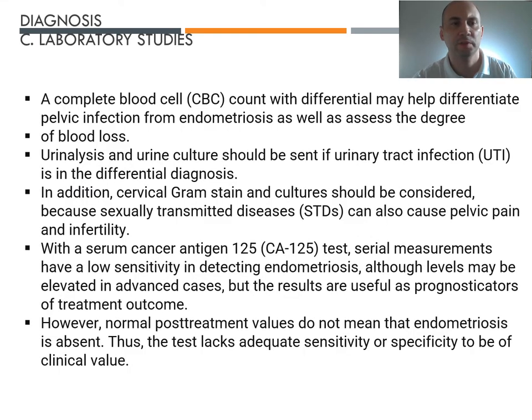Laboratory studies. The complete blood cell count with differential may help to differentiate pelvic infection from endometriosis, as well as assess the degree of blood loss. Urine analysis and urine culture should be sent if urinary tract infection is in the differential diagnosis. In addition, cervical Gram stain and cultures should be considered because sexually transmitted diseases can also cause pelvic pain and infertility.